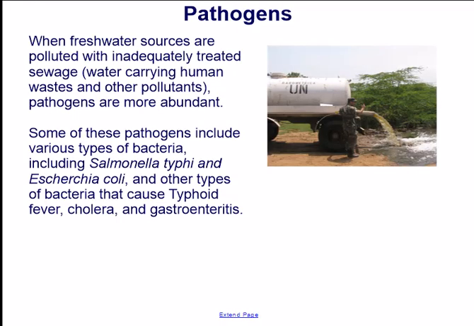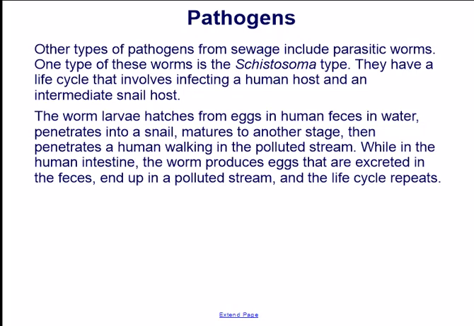Pathogens. When freshwater sources are polluted with inadequately treated sewage, water carrying human wastes and other pollutants, pathogens are more abundant. Some of these pathogens include various types of bacteria, including Salmonella typhi and Escherichia coli, and other types of bacteria that cause typhoid fever, cholera, and gastroenteritis.